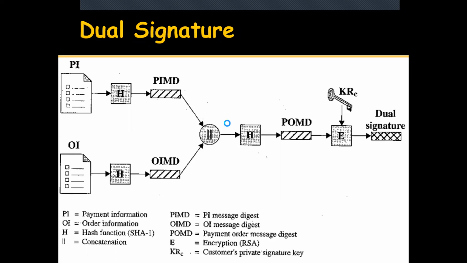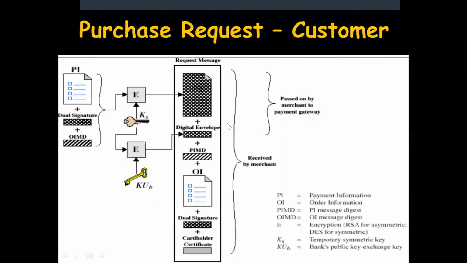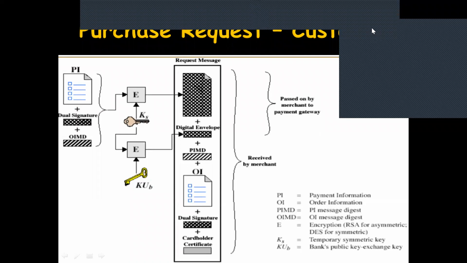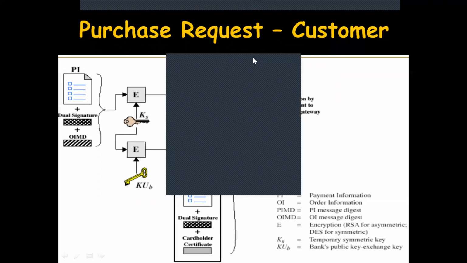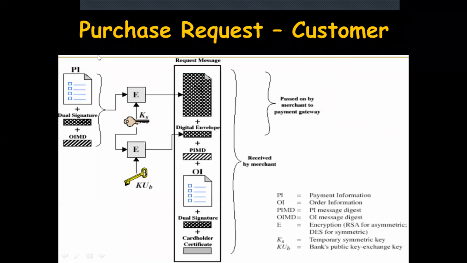Okay, fine. Now see here, this is the purchase request. This is how the purchase request is created. At the initial state, the request is created by the user. There are different things that happen in the purchase request that we are going to see first. Here, this is the customer side, where the customer develops all those things.